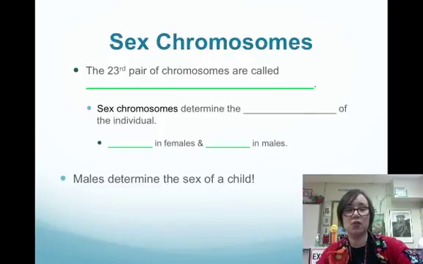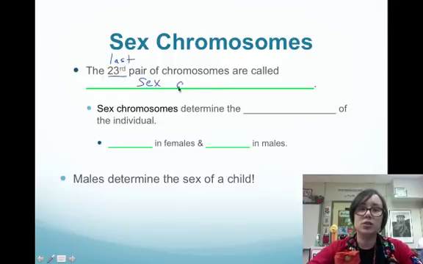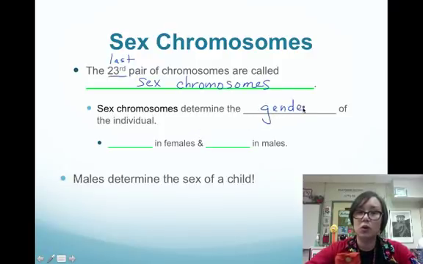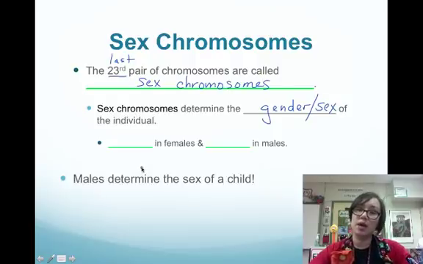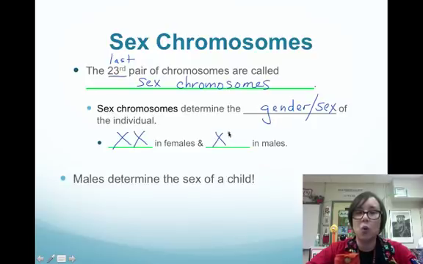Now that's not the case for our sex chromosomes. So the 23rd pair, or we can say the last pair of chromosomes, are called our sex chromosomes. And sex chromosomes can look one of two ways depending on whether you're male or female, because sex chromosomes determine the gender or sex of the individual. And you need to know what the sex chromosome pairs look like for females, and also for males. Now for females, the sex chromosome pair will be XX, and for males, it will be XY.